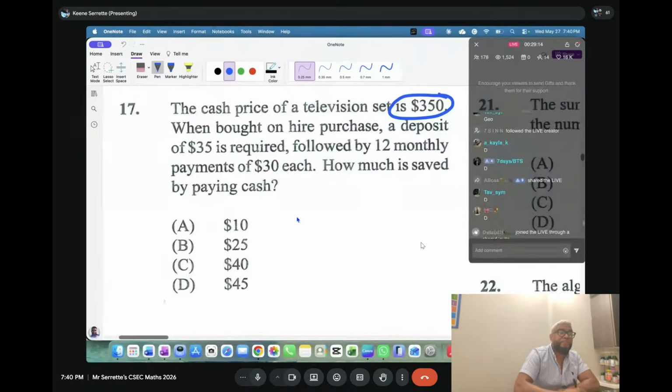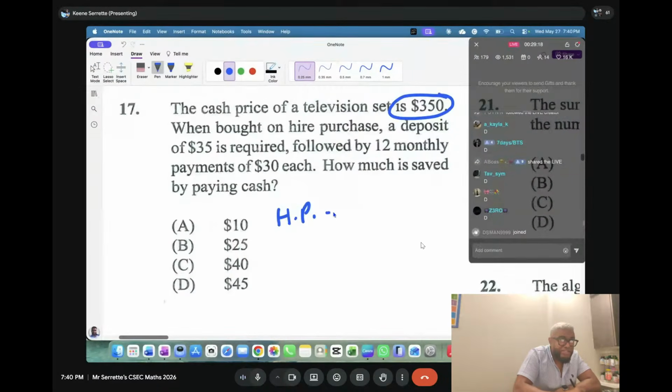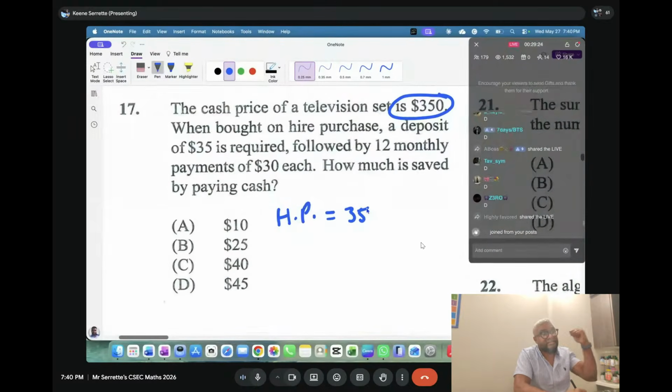With hire purchase, you go into the store and pay them $35. Then you walk out with the TV. So you pay $35 and you get that TV. But here what you have to do is come back for 12 months. And how much are you paying over those 12 months? $30 each month, right?